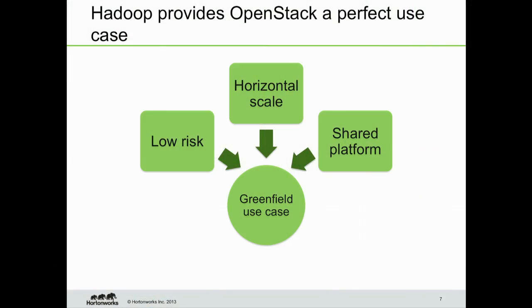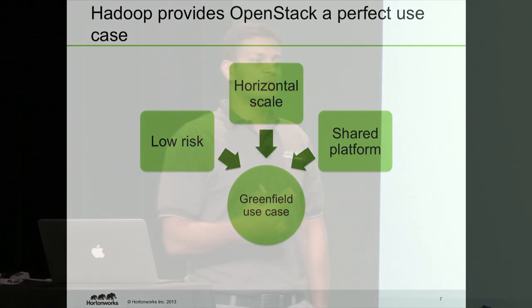And the next question is, what does Hadoop provide to OpenStack? The way we see it, there are three really important things. First, it's a low-risk application within the enterprise. As these organizations are embarking on their Hadoop journey, Hadoop itself doesn't have any legacy within the IT world, right? There are no legacy processes. People don't understand Hadoop very well. So it sounds like a perfect POC application to kick the tires on OpenStack.